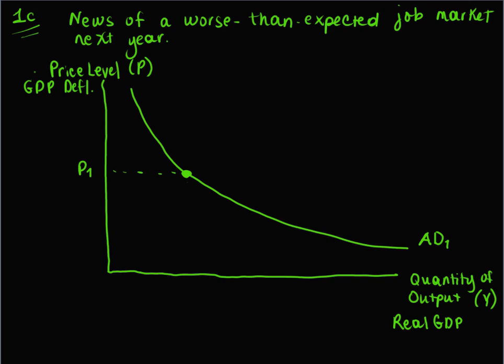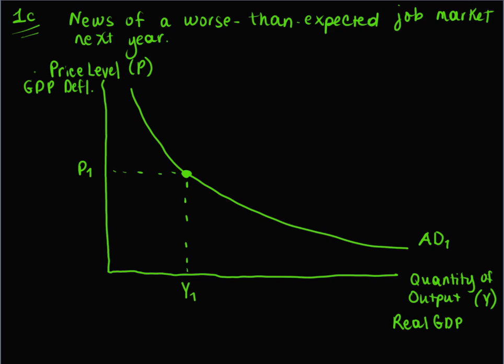Okay, now I'm going to consider what happens when there's news of a worse than expected job market next year. Well, first I need to ask, is this a shift or is this a movement of the aggregate demand curve? Remember that if we're talking about a movement, we only move along the aggregate demand curve when the reason for a change is that there's been a change in the aggregate price level. That is not the case here. Nothing has happened to prices. Something else has happened. That is the reason for the change. And as a result, we're talking about a shift of the aggregate demand curve.